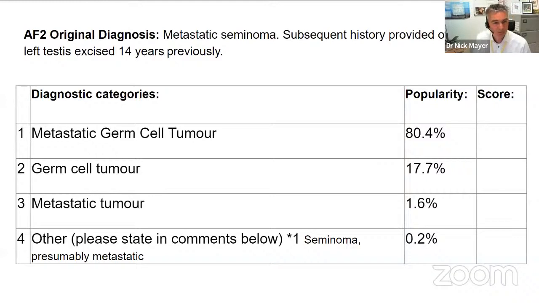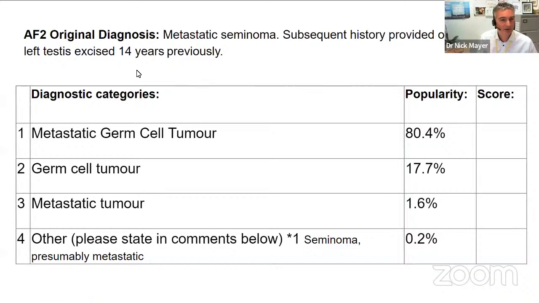We didn't put options for various types of germ cell tumour to try and aid in the scoring really of this case. The next most popular answer was germ cell tumour, sort of not otherwise specified. Metastatic tumour, the next, and one assumes that people meant metastatic seminoma given the comments, and then one person went for other and said what a lot of people were saying in the comments: seminoma presumably metastatic.